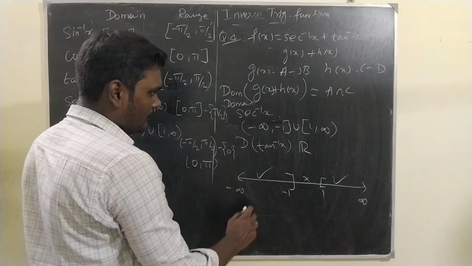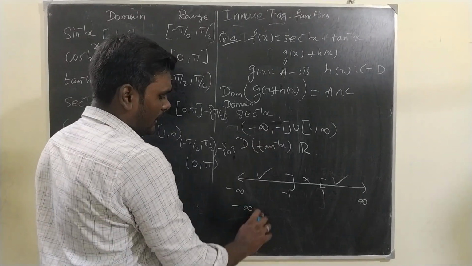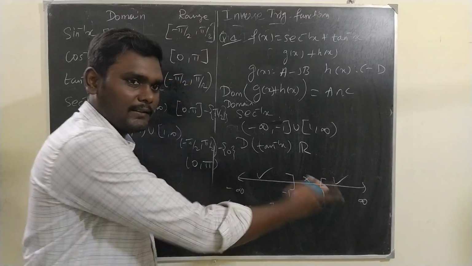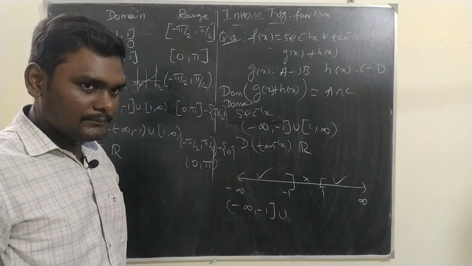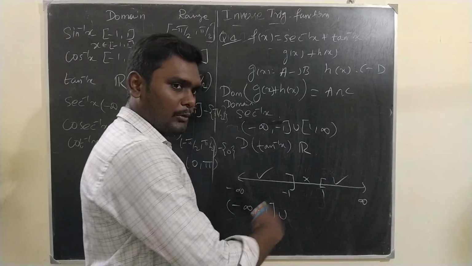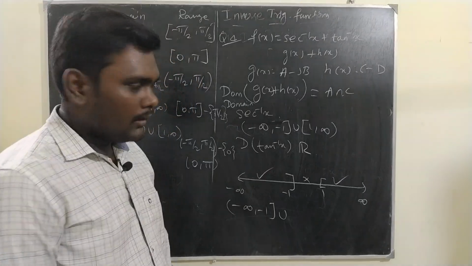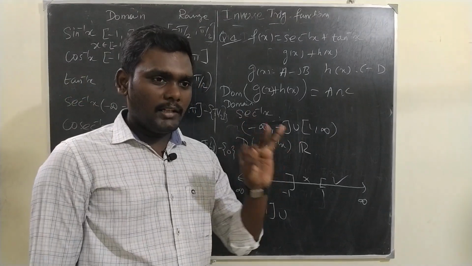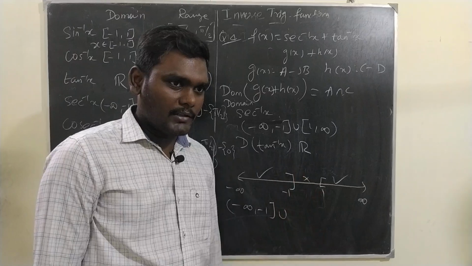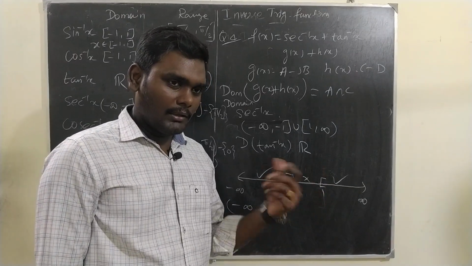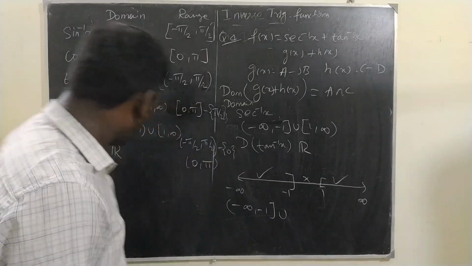So our domain is this alone, minus infinity comma minus 1. I think this has more than one answer. We have both of these as options, so we can go with both options, B and C. So you know how to find domain and range for the inverse trigonometric functions. You got the idea, right? Whatever function is given, you can easily find it.